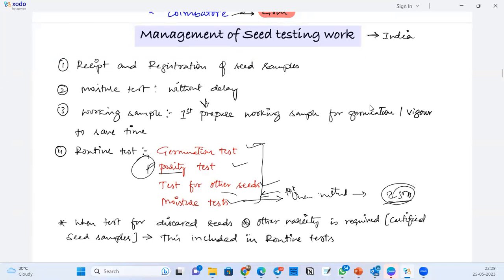We have several other moisture testing methods, where electronic or digital machines are already available now, and we get the results immediately. But still, the hot air oven method is the one which is recognized and recommended by the ISTA. Right. So germination test, what are the different types? We'll discuss in detail in the upcoming slides.